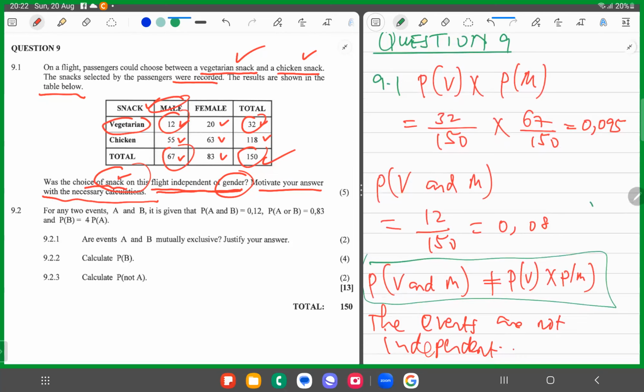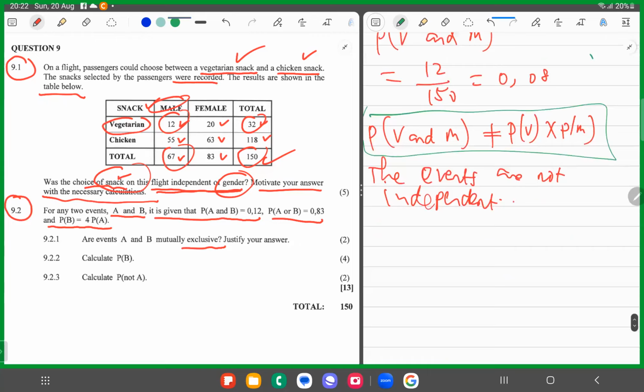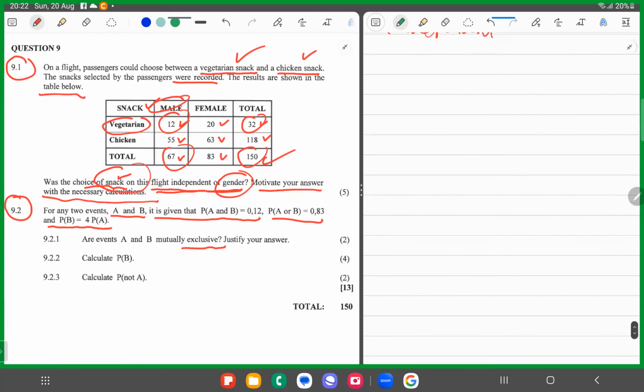That's 9.1. Now 9.2. For any two events A and B, it is given that the probability of A and B is 0.12. The probability of A or B is 0.83. The probability of B is 4 times the probability of A. Are events A and B mutually exclusive? Justify your answer. Let's look at this one. Mutually exclusive events. So we're looking at 9.2, then 9.2.1.